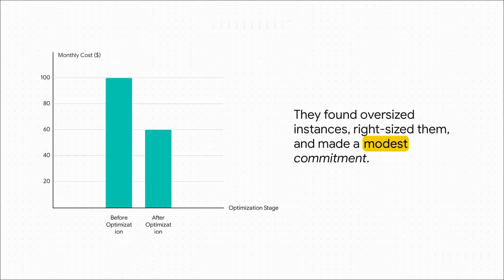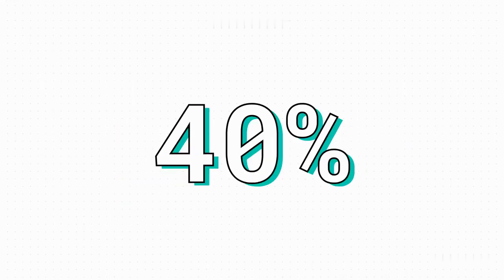And the result? Just look at this chart. The before bar is where they were. The after bar is their new reality. The difference is dramatic. How dramatic? They slashed their compute costs by 40%. 40! That is not a small chunk of change. That's real money that can go back into hiring another engineer, building new features, actually innovating. That's a total game changer.